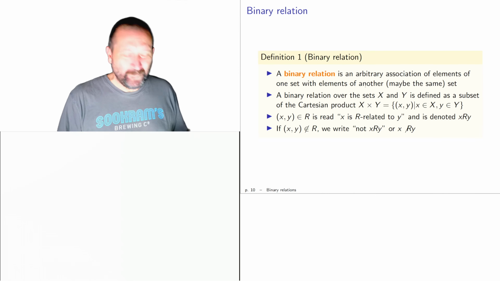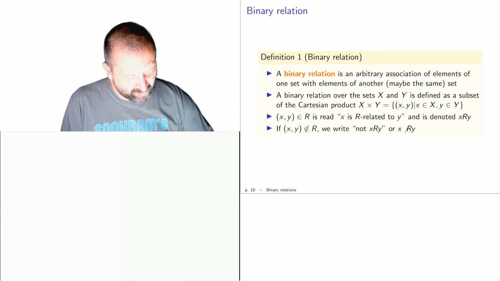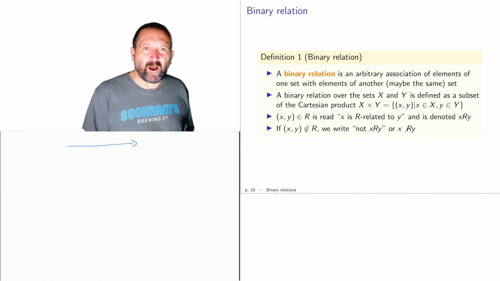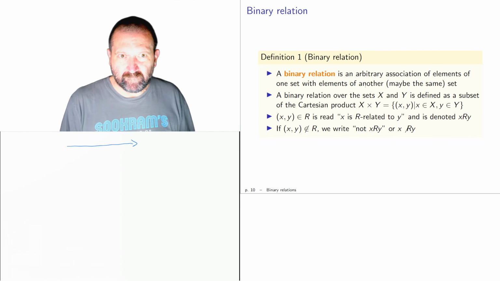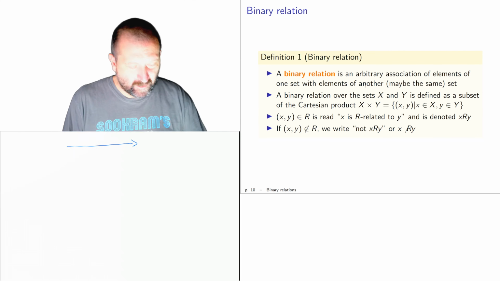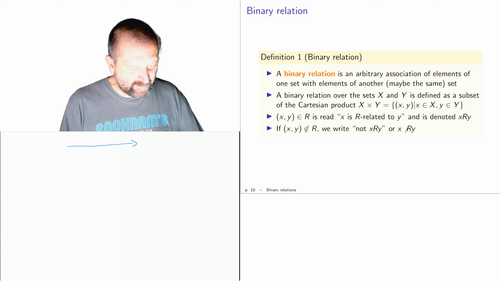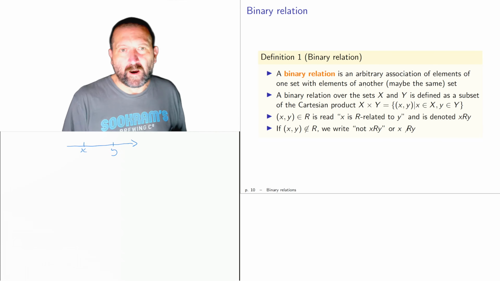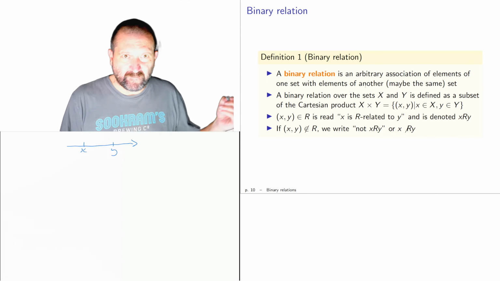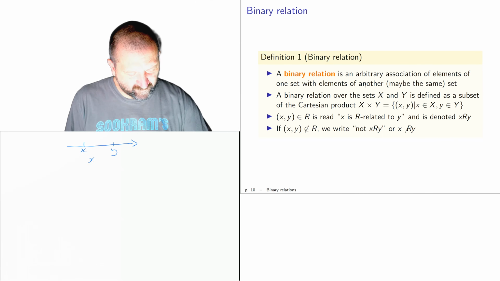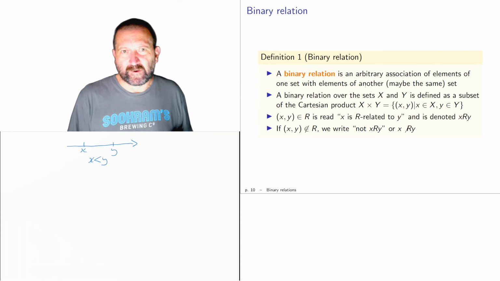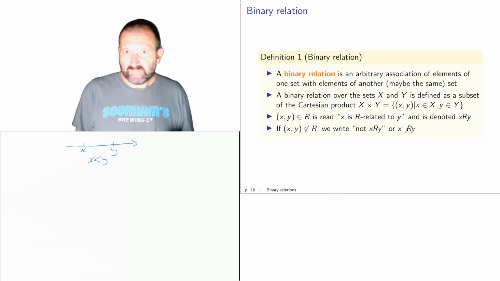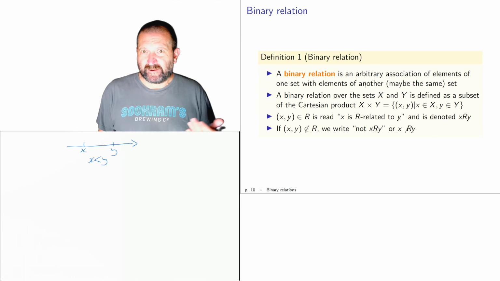But okay, so the typical example that we could think of, one of the simplest ones, would be the relationship between real numbers. If this is the real line that I'm drawing, you can think of element x, element y, and a binary relation between them would be, for instance, that here x is smaller than y. Okay. So that would be a binary relation.